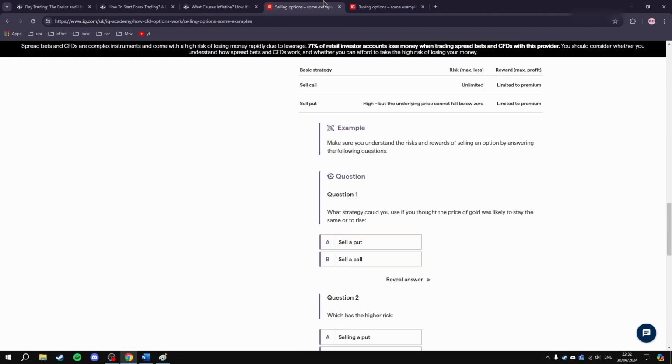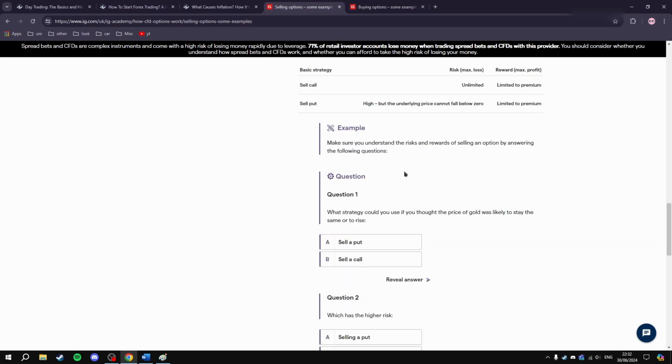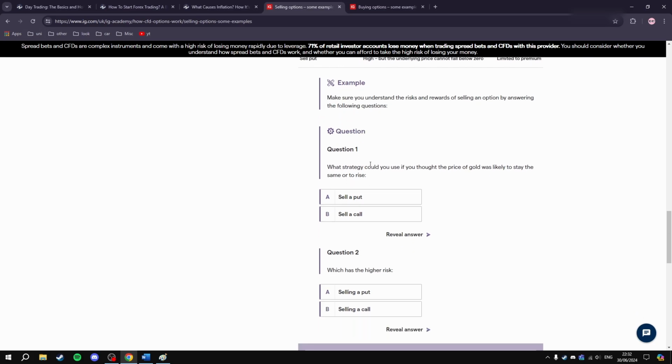So your risk and reward is pretty much the opposite when you're buying and selling the option. Make sure you understand the risk and reward for selling an option by answering the following questions. What strategy could you use if you thought the price of gold was likely to stay the same or to rise? Say the same or rise.